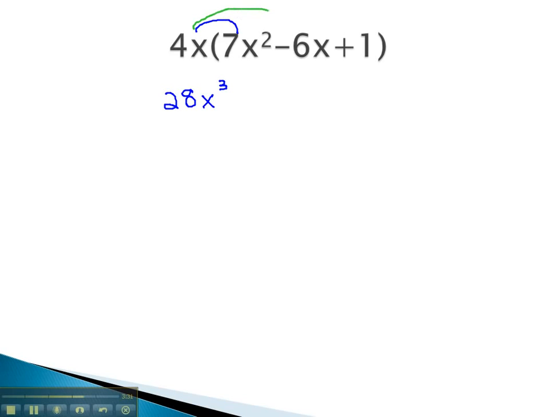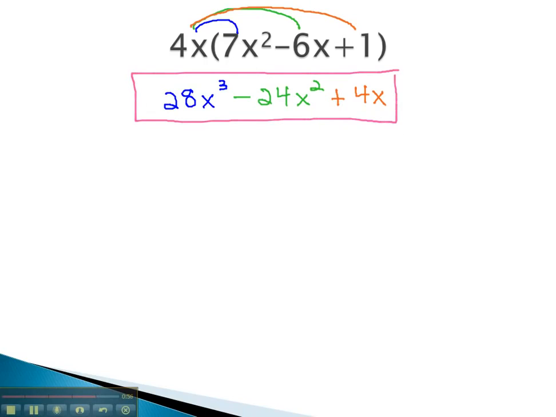Continuing to distribute, 4x times -6x. 4 times -6 is -24. Again, we've got 1 x multiplied by another, so now we have x squared, or 2 x's multiplied together. Finish by multiplying the 4x times the 1. 4x times 1 is 4x, and that will complete our problem.